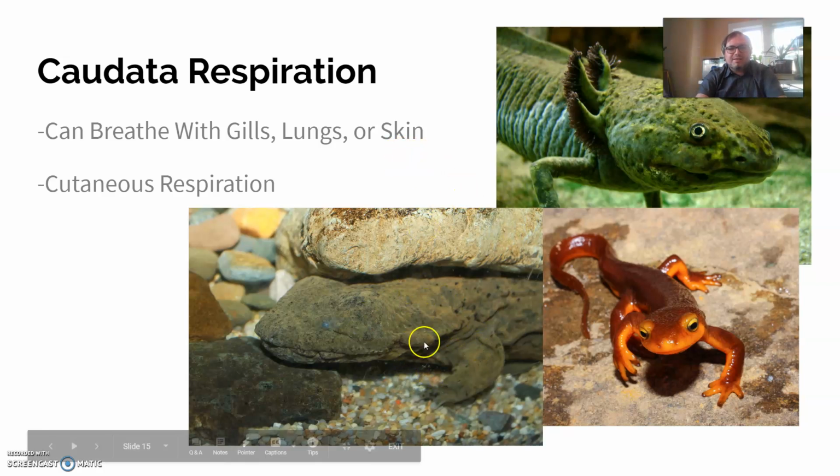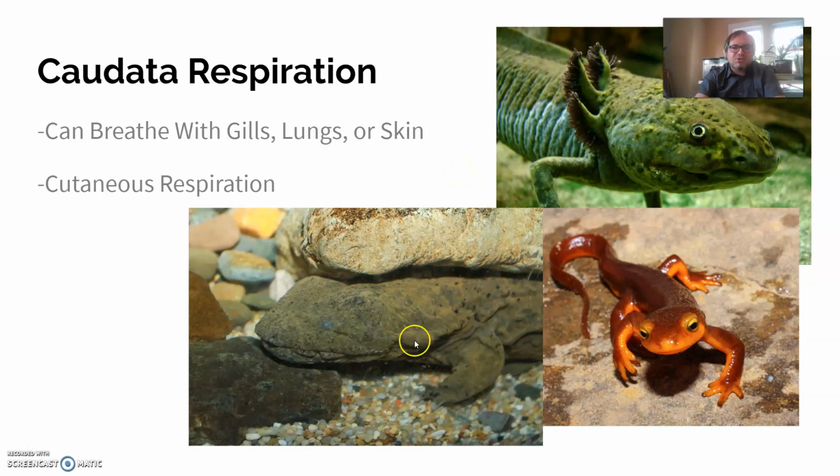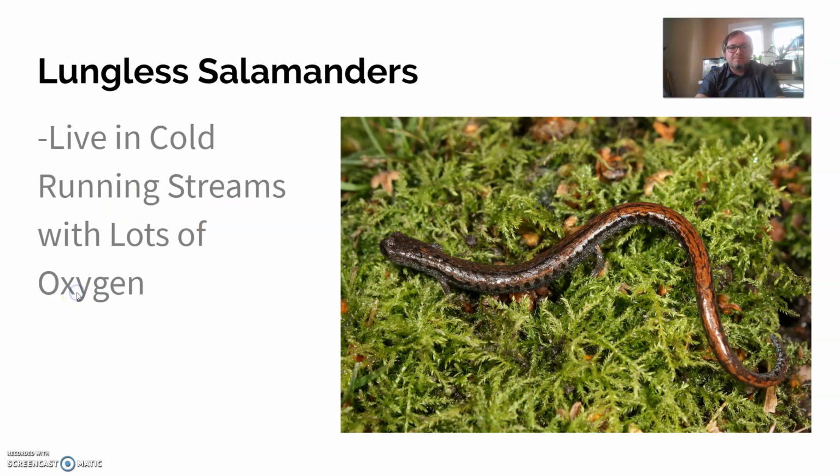So the hellbender here has lots of wrinkles in their skin so that they can breathe oxygen through the water by absorbing it through their skin. We call that cutaneous respiration. Cutaneous refers to the skin, respiration refers to breathing, so that's breathing through their skin.